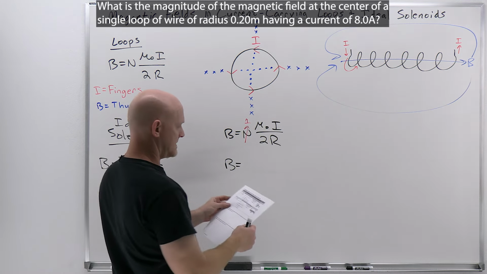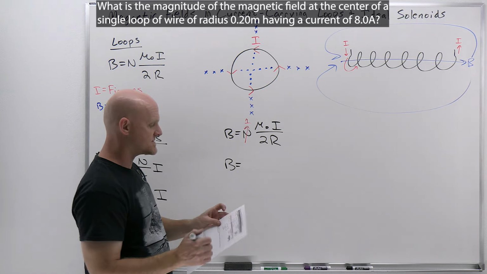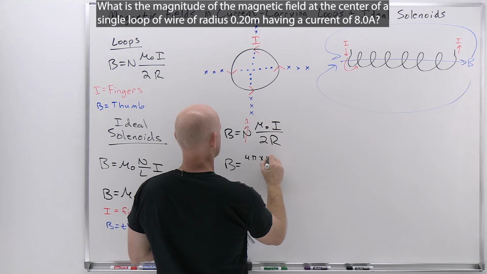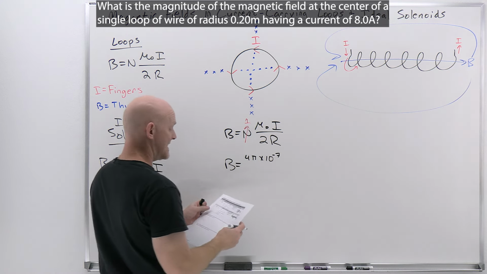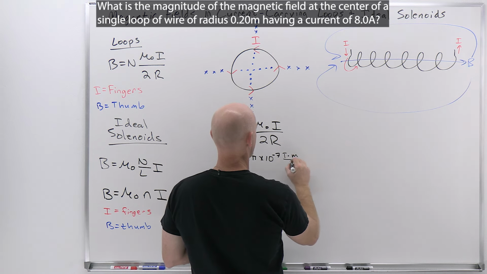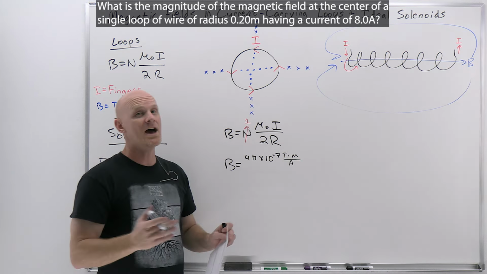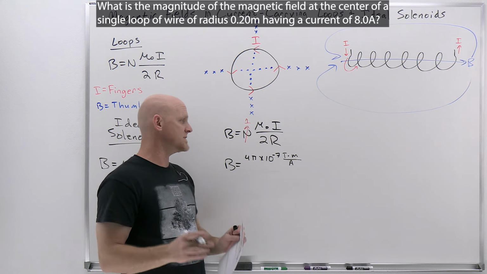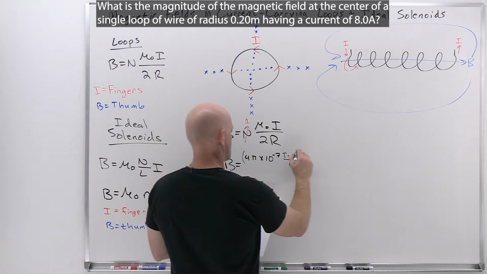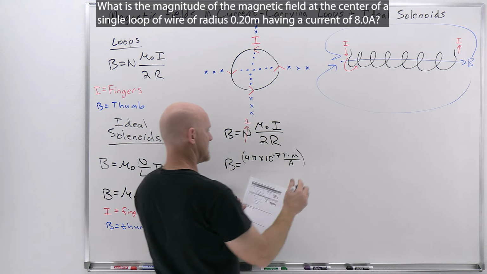So mu naught's a constant. I meant to bring this up in the last lesson, but mu naught is a constant. Probably not one you have to memorize, but it's 4 pi times 10 to the negative 7. And the units on it can be given in a couple of different ways, but it's Tesla meters per amp, which is technically a Henry per meter as well, but we haven't dealt with Henrys yet, so we don't want to define it that way. And then times the current, which in this case was given as 8.0 amps.